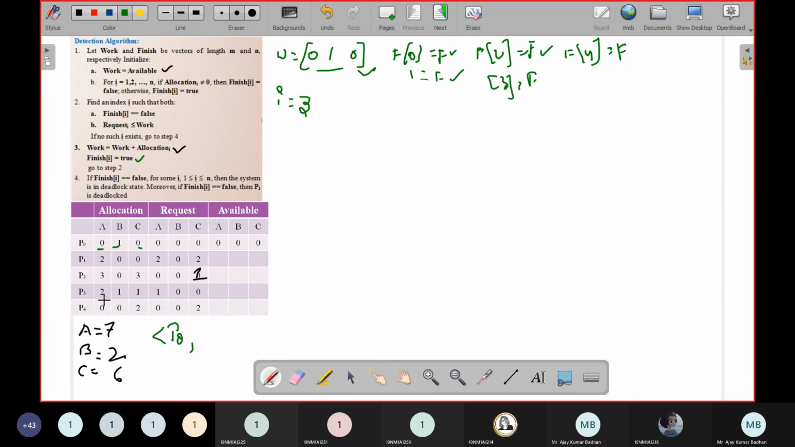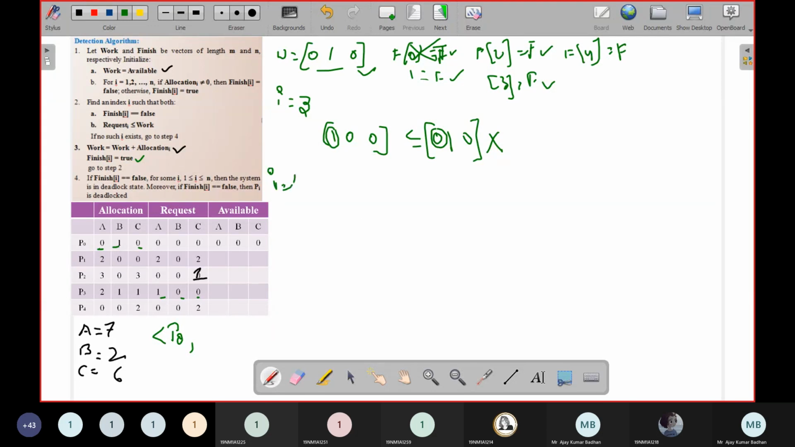Then we'll go to process number 3. You can see process number 3 is also false here. See here, 1 is false, 2 is false, and 0 has become true. Now we are at 3. What is the request we have for 3? 1 0 0. The request is less than or equal to work. How much do we have in work? 0 1 0. This time also the condition will not be satisfied. Why? It requires one instance of A, but the operating system doesn't have that instance.